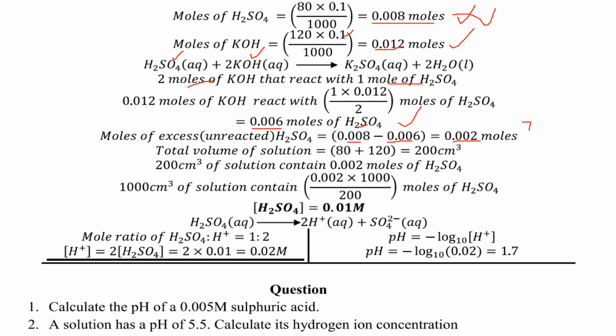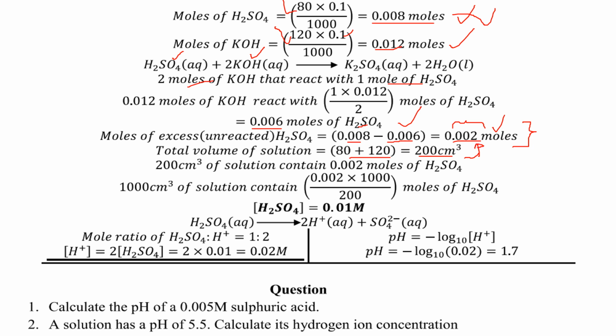But we need to understand in which volume these moles of the acid are present. Remember that we added volumes of 80 for the acid and 120 for potassium hydroxide. So we need to understand which total volume these moles of the acid are in, so that we can get the molar concentration of those moles of the protons or acid. The total volume of the solution in which these moles are present is 80 plus 120, which gives you 200 centimeters cubed. So 200 centimeters cubed contain these moles of sulfuric acid.